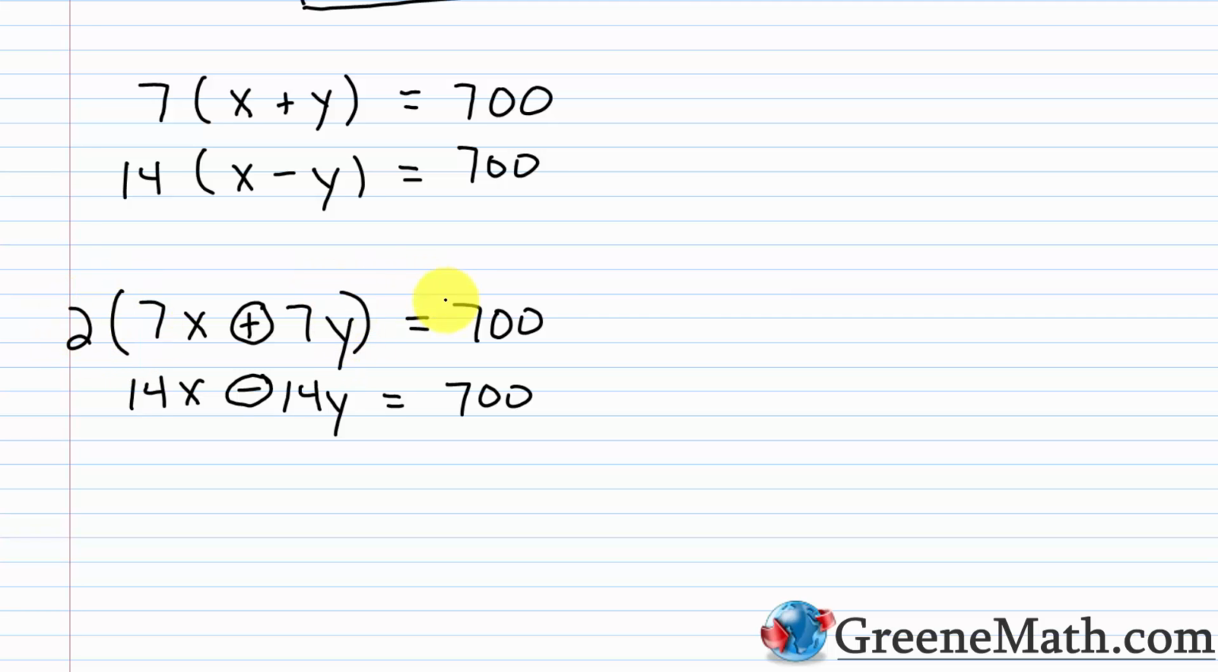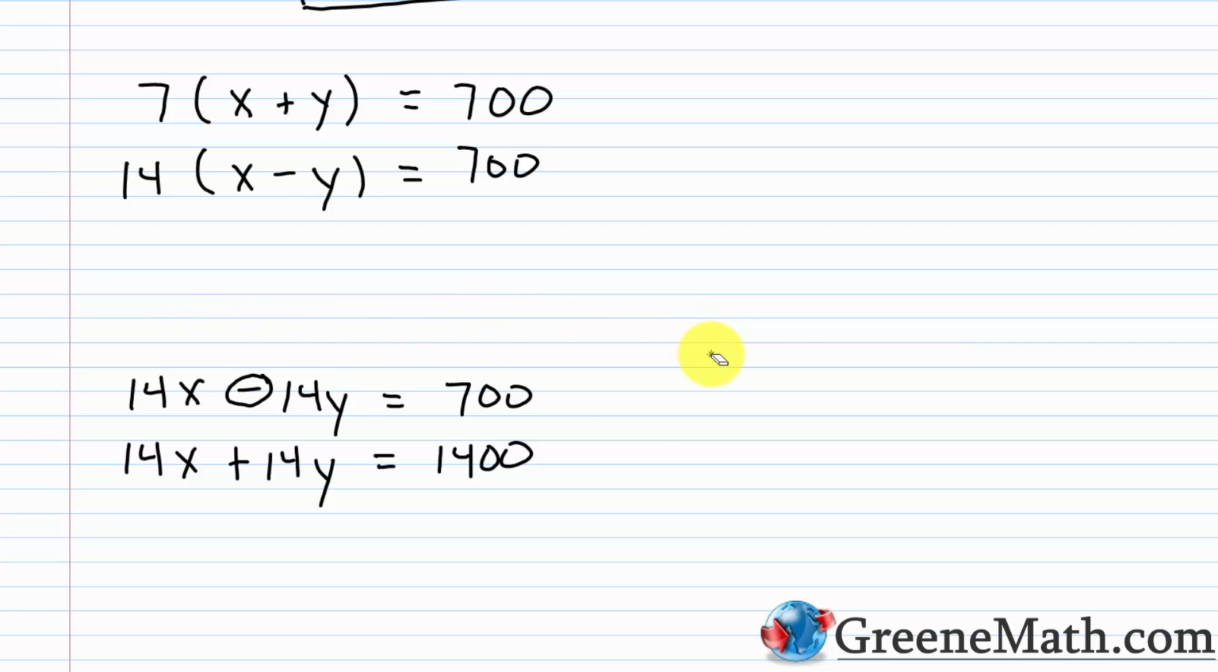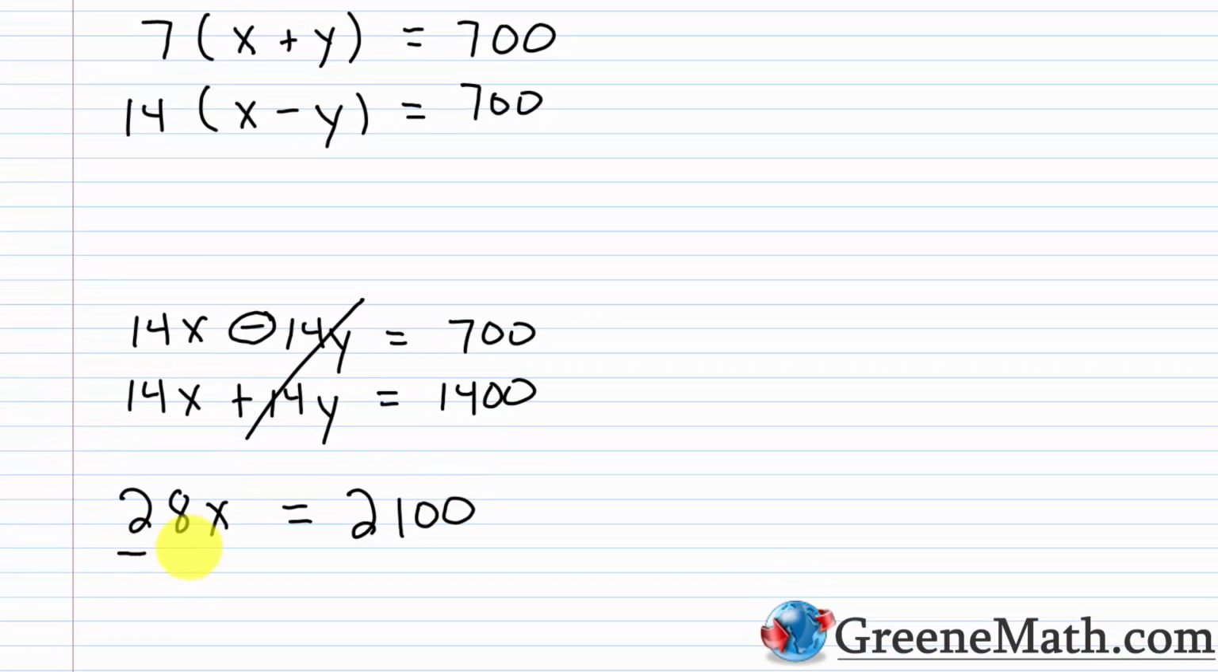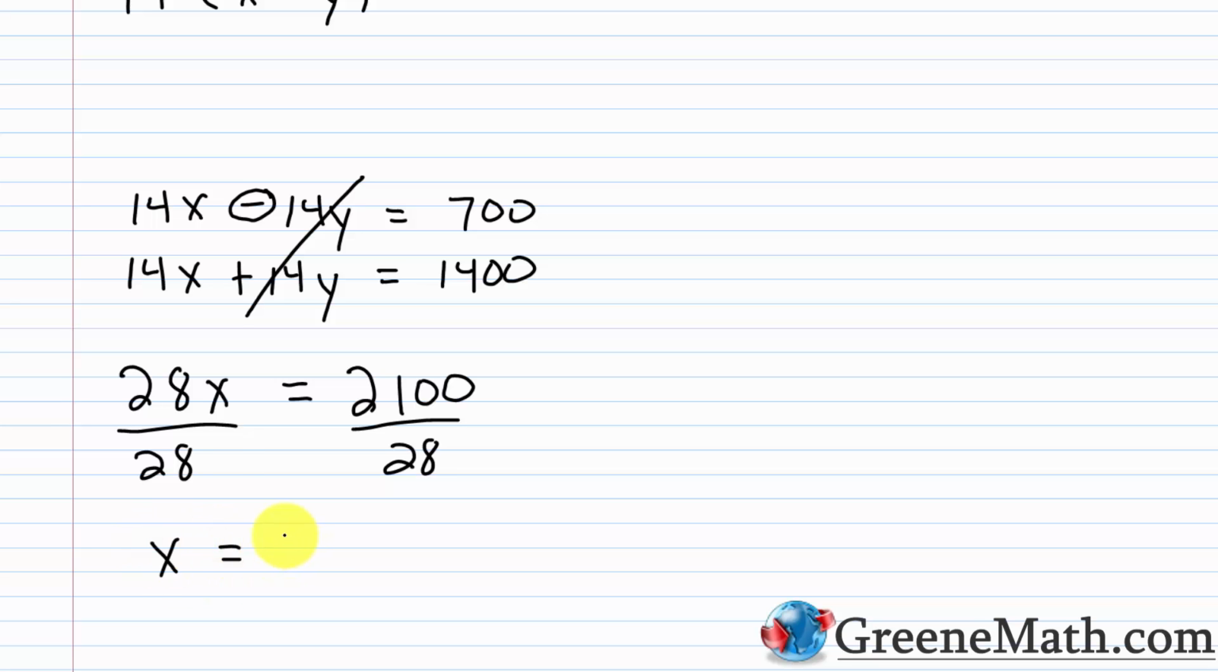If I multiply this side by 2 and this side by 2, I would have 14x plus 14y is equal to 1400. And I'm going to go ahead and erase this for now. And these are going to be the two equations I work with. So I'm going to use my elimination method. 14x plus 14x is 28x. When I add here, negative 14y plus 14y, that's going to be eliminated. And then this equals 700 plus 1400, which is 2100. So now to get x by itself, I divide both sides of the equation by 28. And that's going to give me that x is equal to 75.